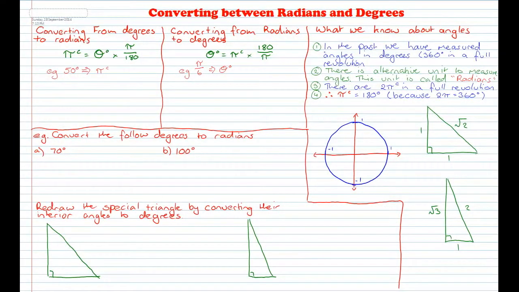Now, as you've just seen, today we're going to have a look at how to convert between radians and degrees. Before we do that, let's just have a look at what we actually know about degrees and what we've covered in the past. Over here on the right-hand side of the screen, you'll see that in the past we have measured angles in degrees, and there's 360 degrees in a full revolution, as we know. If you have a look at the unit circle here, if I start off at 0 degrees and go all the way around, I will have travelled 360 degrees.